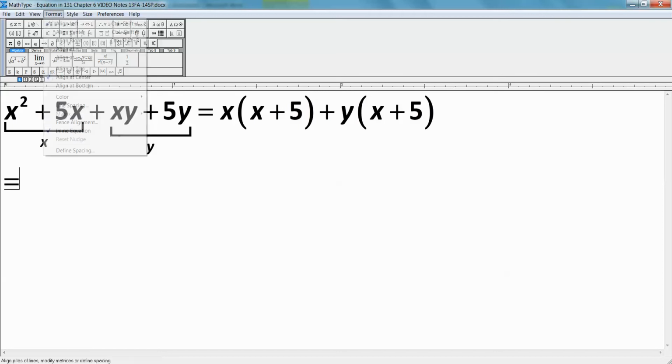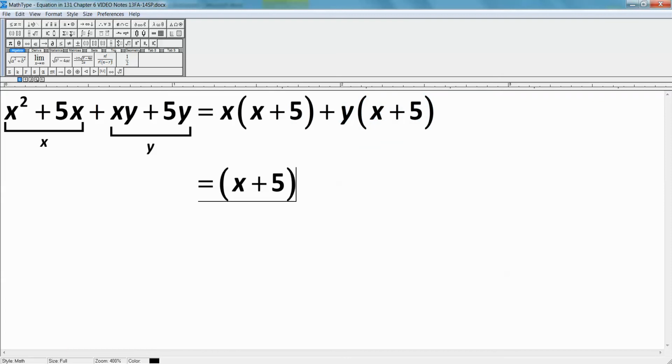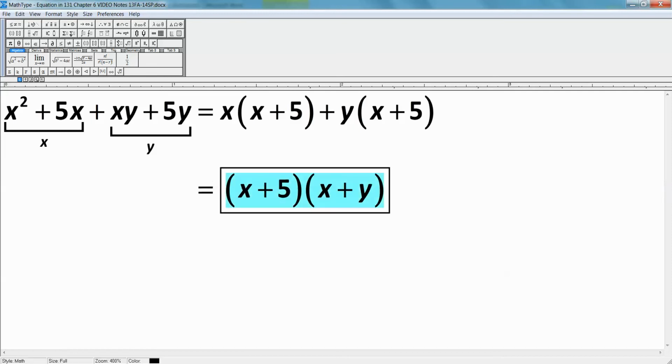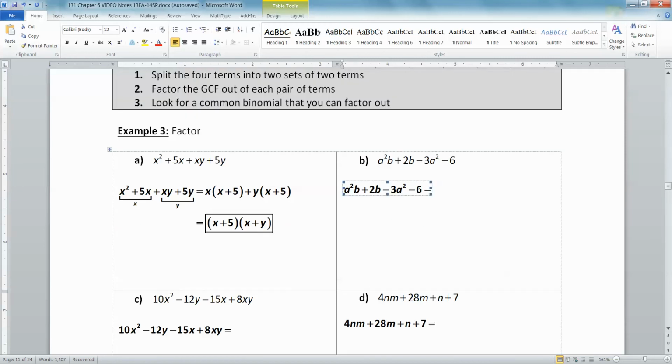All right, now I can factor out a binomial GCF. There's one term right here, and there's one term right here. Each of those terms has an x plus 5 in it. So you can say x plus 5. That would leave me an x in the first term plus a y in the second term. And there you go. That's factoring by grouping. It's not even hard, right? It's just amazingly quick once you know what you're doing.